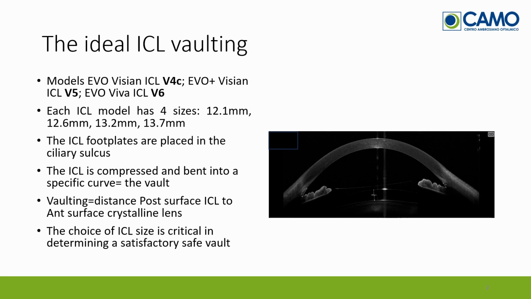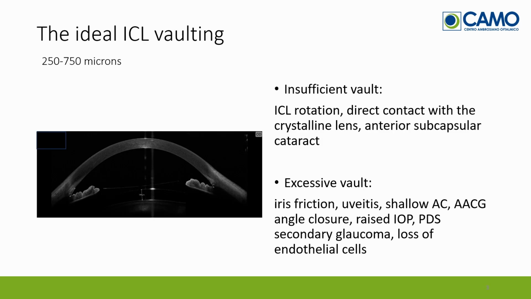The vault is described as the distance between the posterior surface of the ICL and the anterior surface of the crystalline lens. So deciding the correct ICL size is critical to determine a satisfactory position and vaulting postoperatively. The ideal ICL vaulting is between 250 and 750 microns. If we have a very low vaulting, the ICL lens may contact directly the crystalline lens, increasing the risk of an early development of cataract.